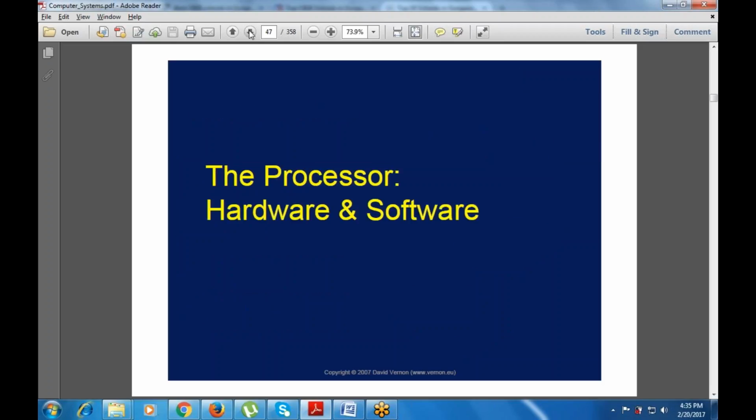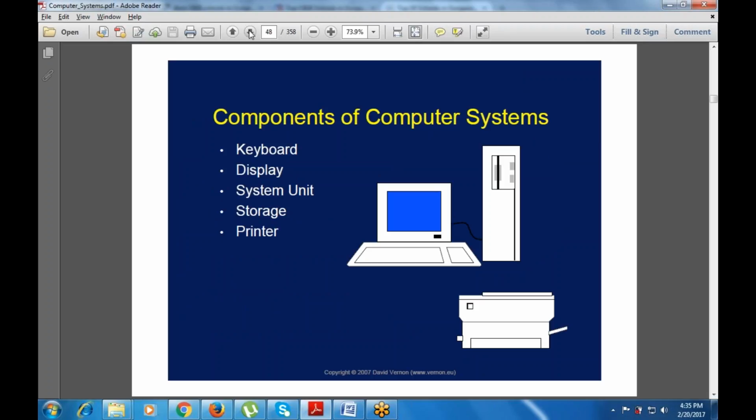Then the next ones are the processor, hardware and the software. So one is a keyboard, the next one is a display, system unit, storage, printer. The keyboard is used with the computer system. Then the display unit, what we are using as a display unit. Then system unit, storage, printer.